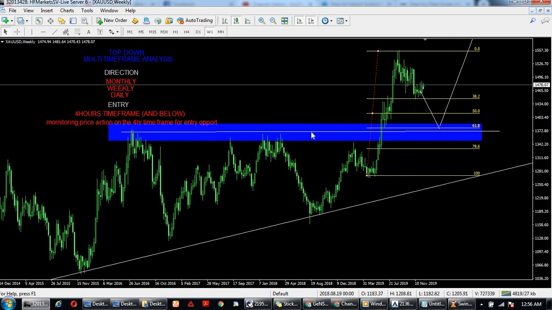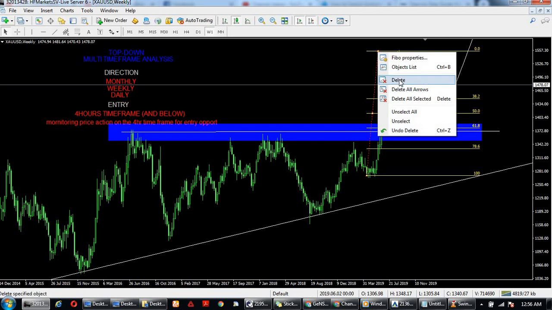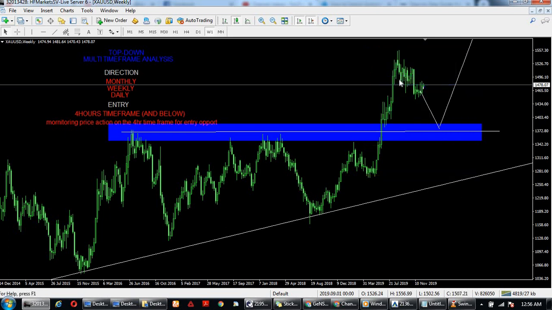Which is also coinciding with our previous monthly resistance now turned support. So if I take this out, guys, the weekly and the monthly time frame are very much still saying the same thing. So let's get down to the daily time frame and let's see what's playing out. Okay, taking note of something that's playing out here too, guys.